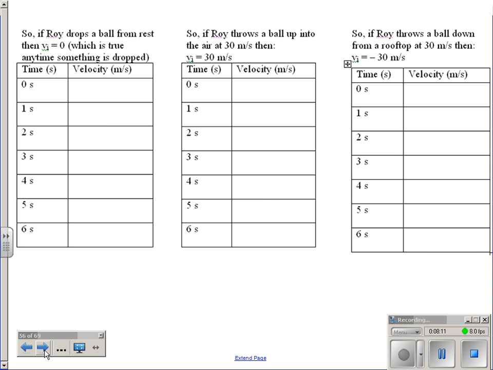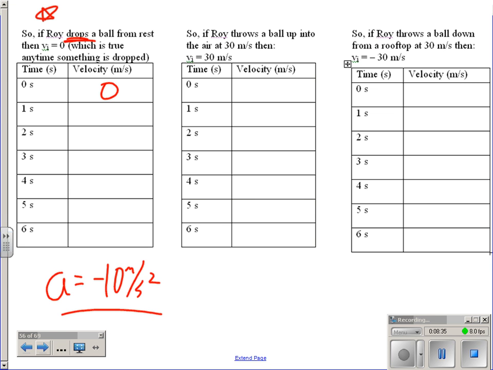All right, so I'm going to start over here with this example. It says if Roy drops a ball from rest, VI is going to be 0, which is true anytime something is dropped. So what that means is the initial velocity is going to be 0. Because you're dropping it, you know that the acceleration is going to be -10 meters per second squared. You know that automatically because it's being dropped.